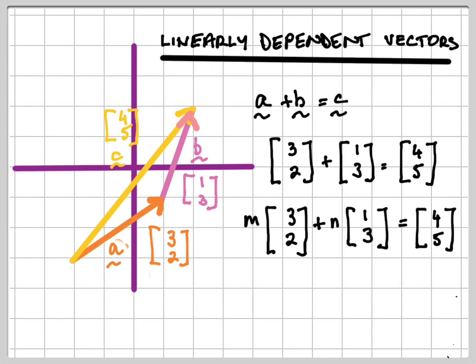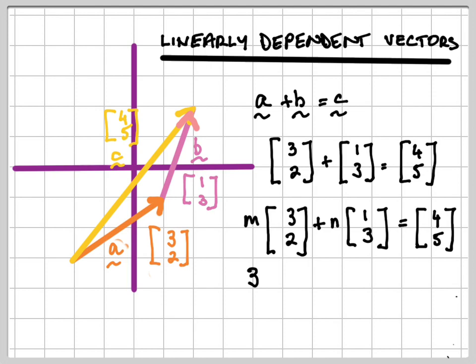Algebraically, we can represent this idea in the following line. If there are two scalars, m and n, that when used for vectors A and B lead to vector C, then we have linear dependence. Now, that means all we need to do is solve a pair of simultaneous equations to establish whether or not these vectors are linearly dependent. So, how do we do that? Well, let's just do it.